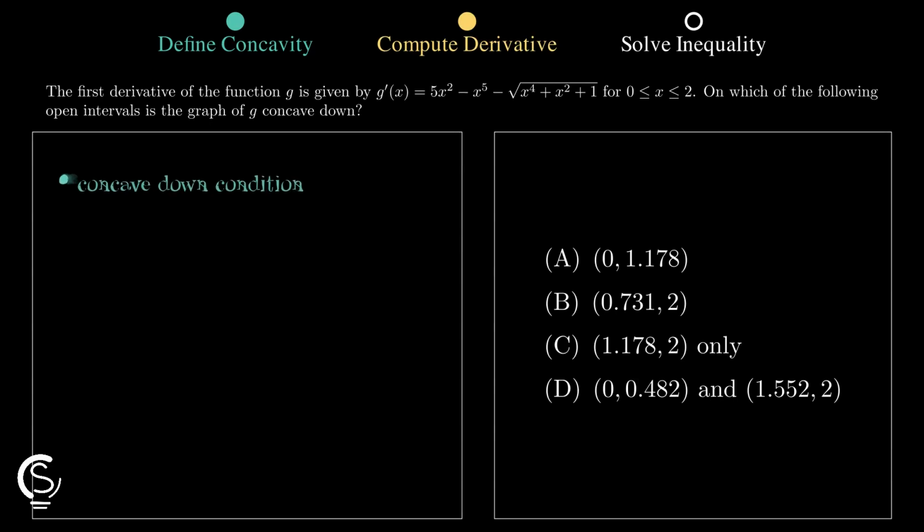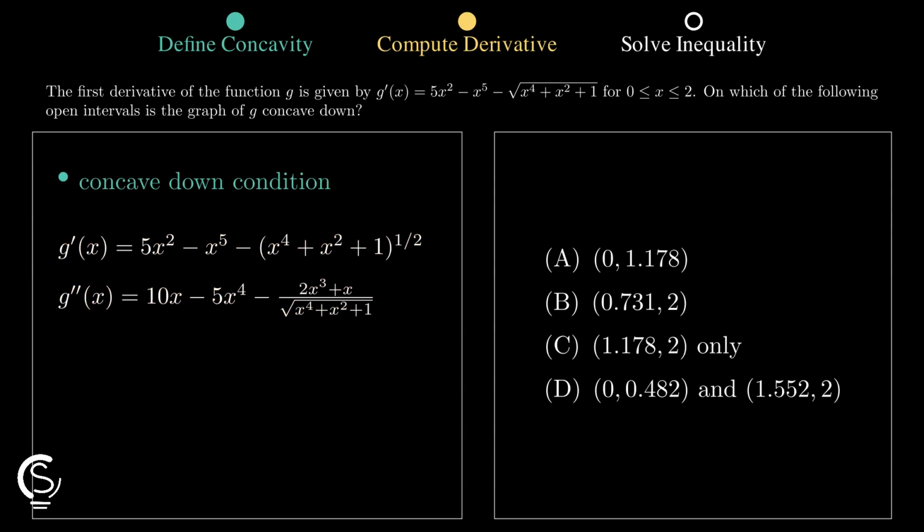Differentiate the first derivative to find g double prime. We apply the power rule and the chain rule to the radical term. Boom! The second derivative is now fully calculated.